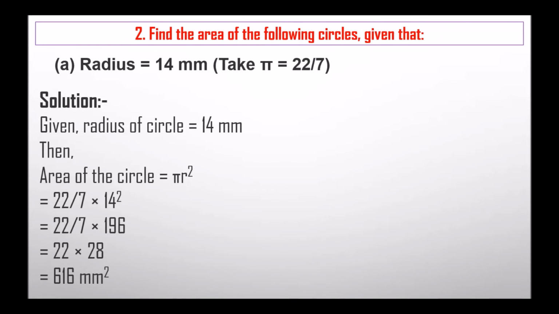Question second, find the area of the following circles given that radius equals to 14 mm, take pi equals to 22 upon 7. So area of circle equals to pi r square. So 22 upon 7 into 14 square. So 22 upon 7 into 196. We can cut 7 and 196. So 22 into 28, that is 616 mm square.